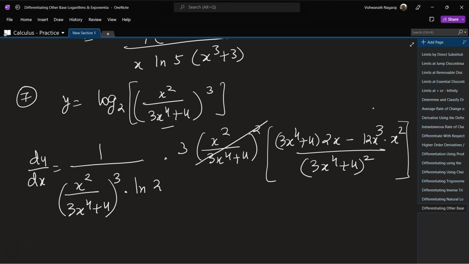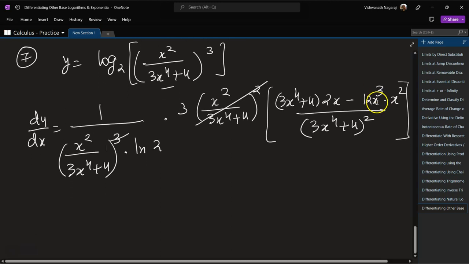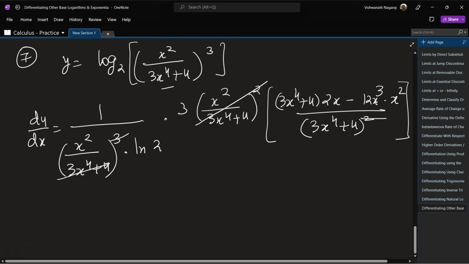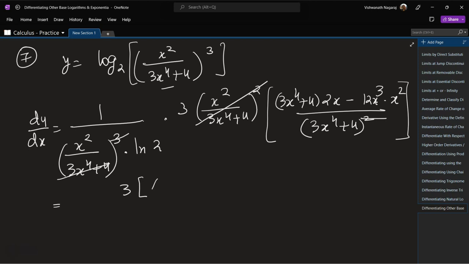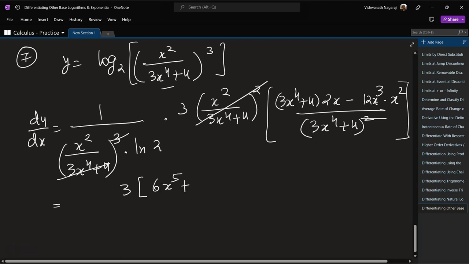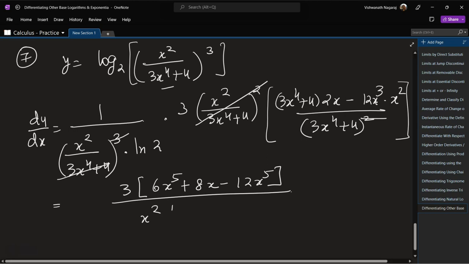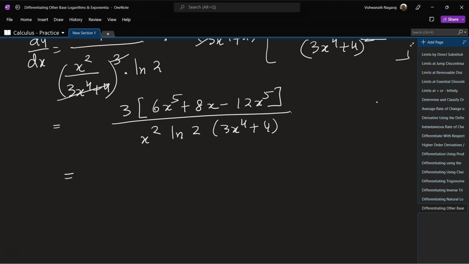Okay, 2 of this and 2 of this will disappear. You have 1 of this and 1 of this will get cancelled. So now let's simplify. What do we have here? We have 3 times 3 to 6 x to the power of 5 plus 8 x minus 12 x to the power of 5, divided by x square natural log of 2 times 3x^4 plus 4.